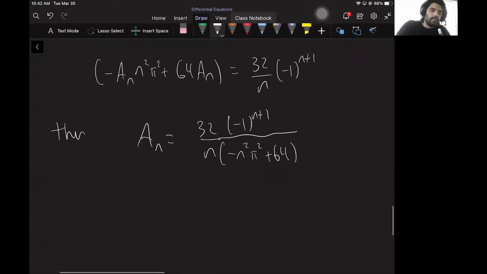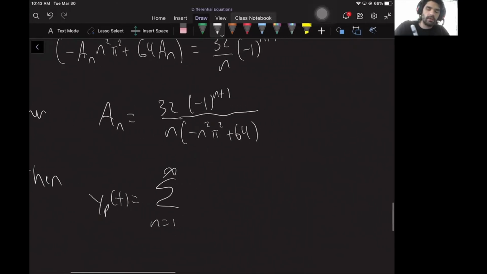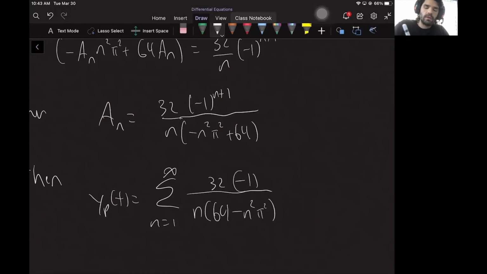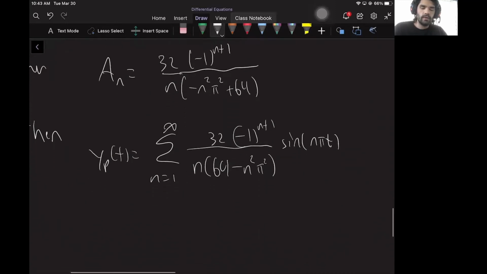So then that tells us the particular solution. Let me just write it a little bit nicer. So 32 over n times 64 minus n squared pi squared, times negative 1 to the n plus 1, times sine of n pi t. So this is our particular solution of the differential equation. And what I want to do is show graphs this time. So I'm going to pause the recording and share the graphs.